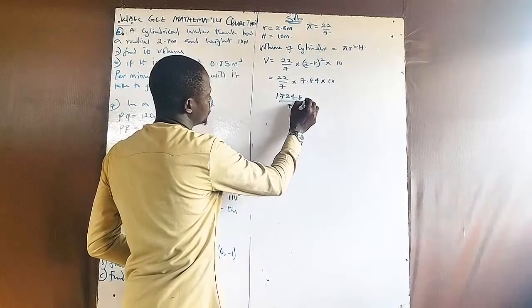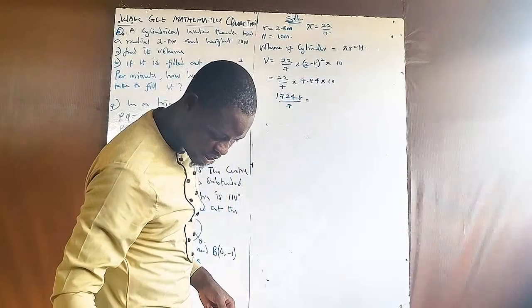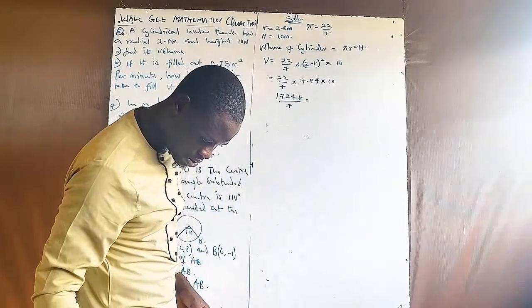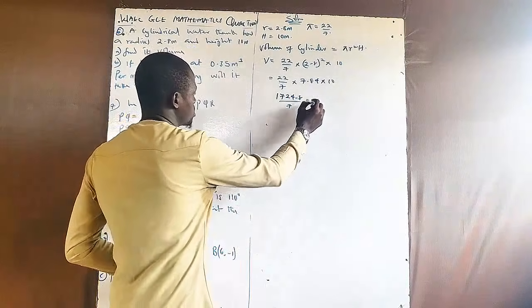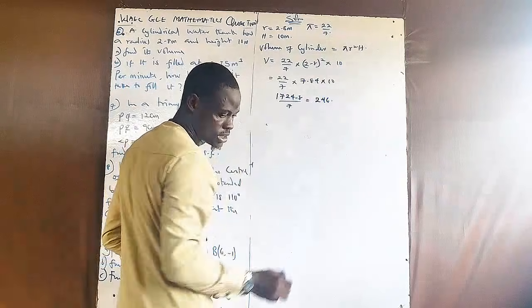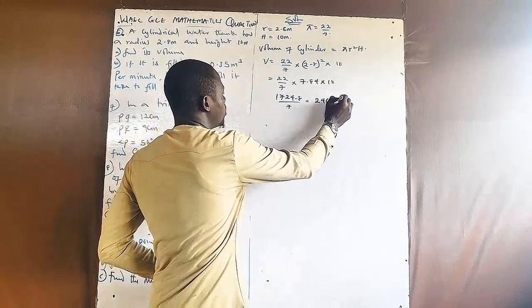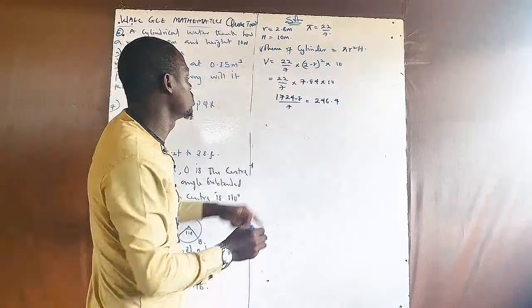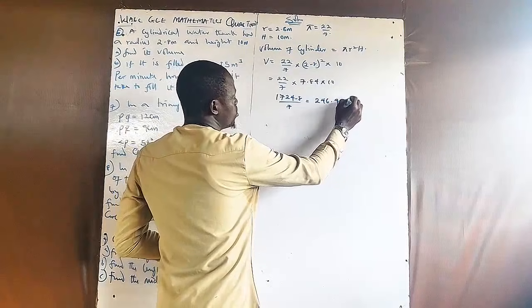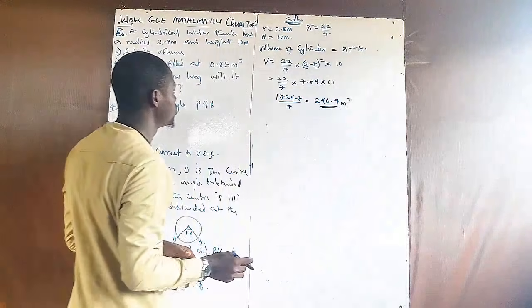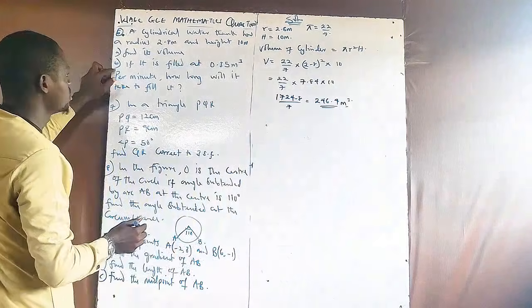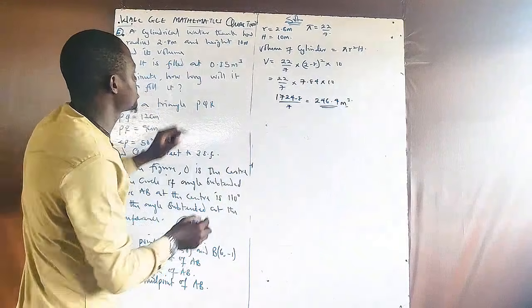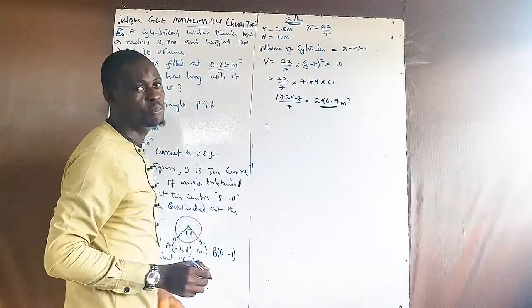1724.8 over 7, which gives 246.4. Now, what does the unit of the volume depend on? The unit of the volume depends on the unit given to you, so the volume unit will be meter cube. This is the volume.